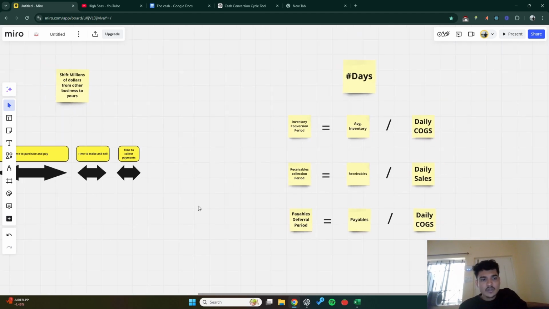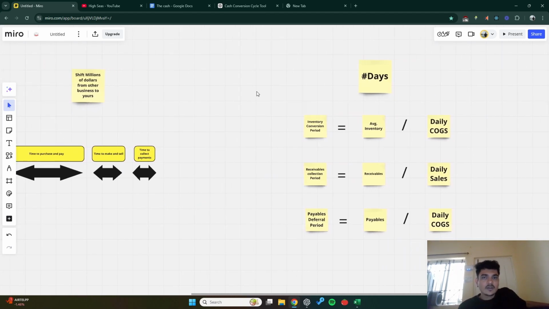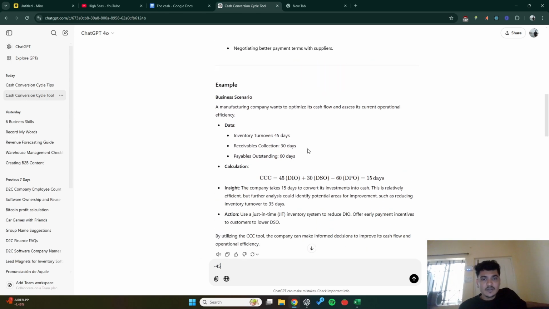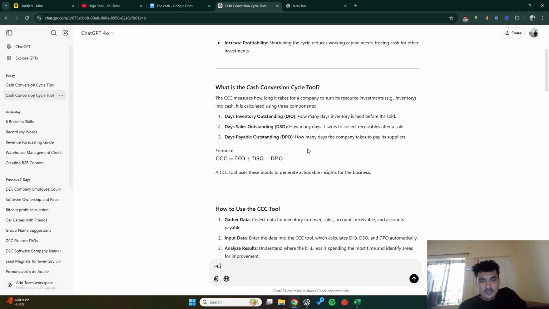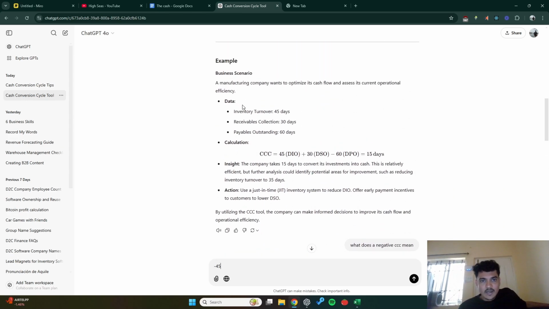So how do I do this? What's the goal? I've asked ChatGPT to give me an example for this. You can see here, like I asked, give me a business scenario. ChatGPT has given me a manufacturing company that wants to optimize its cash flow. So they have the three things that I said. The inventory turnover is 45 days, the receivable collections is 30 days, and the payable outstanding is 60 days.